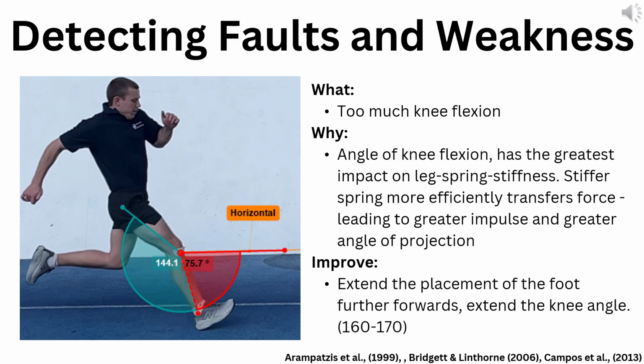To improve this, guide the athlete to reach their takeoff foot further forward of their center of mass and subsequently straighten their knee angle. Based on papers by Bridgett and Linthorne and Campos, increasing the angle to a range of around 160 to 170 degrees appears to be optimal. This is roughly 15 degrees greater than what the athlete has achieved in this jump.